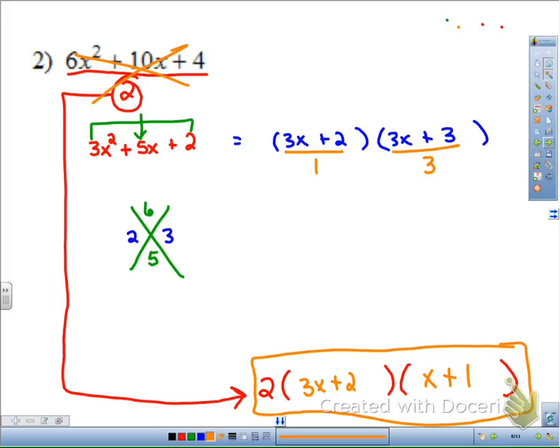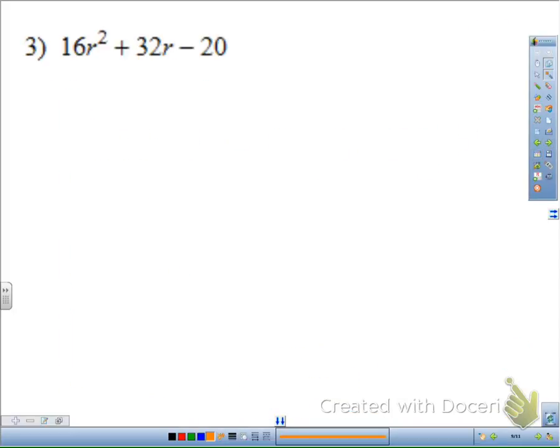All right, one more together here. Okay, we have the quadratic 16r squared plus 32r minus 20. So let's sit here and think for a second. What can I divide out evenly into all three of these, the a, b, and c values? I'm going to have too small of a number here for you, but I just want you to see that this could happen.